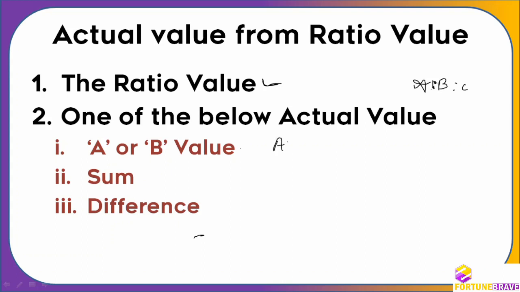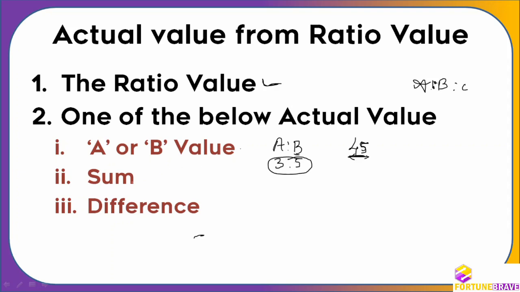If, say for example, A is to B is 3 is to 5, and they give me that A value is say for example 45. This is a school, A school and B school, and in A school there are 45 students. Tell me how many students are there in B school. Then what will I do? Okay, that we are going to see next. So this is one thing that we want. We want the ratio value and either A value or B value.